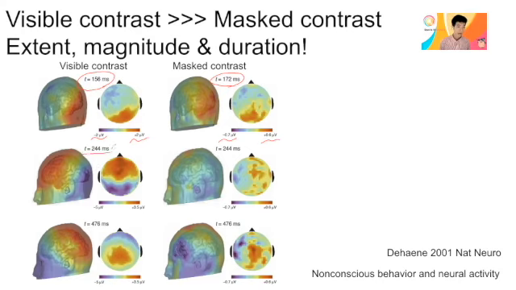And then after 250 milliseconds, again, a big response is observed for the visible versus almost a noise-like pattern for the masked stimuli. And then finally, at a much later time, over 500 milliseconds, there is again a bigger response in the parietal areas. But here, again, it's a smaller response for the masked contrast.